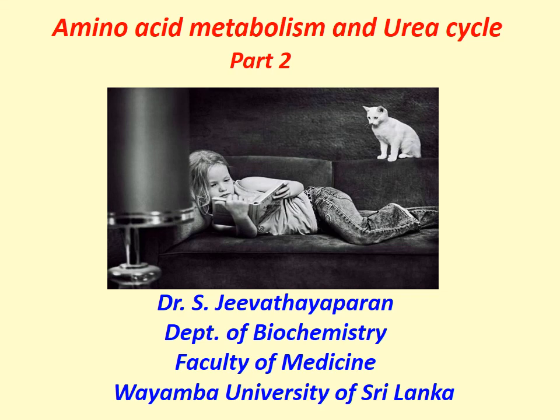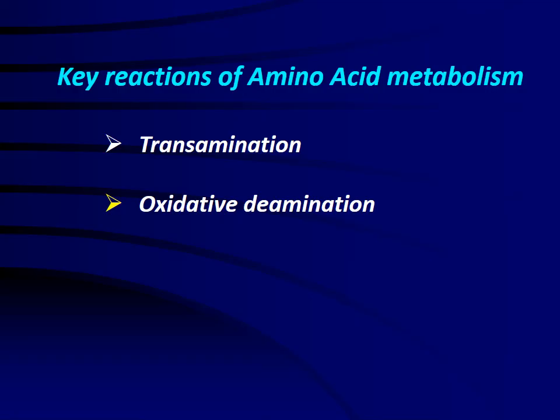Hi everyone. Today's lecture is on part 2 of amino acid metabolism and urea cycle. The key reactions of amino acid metabolism are transamination and oxidative deamination.